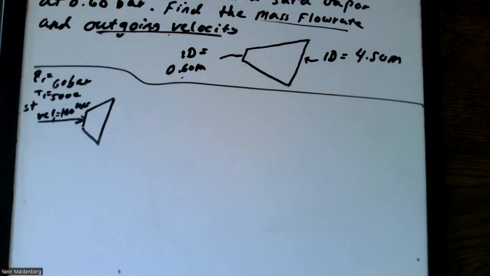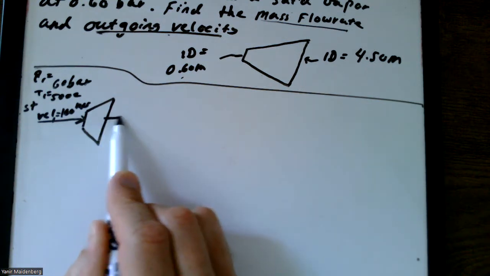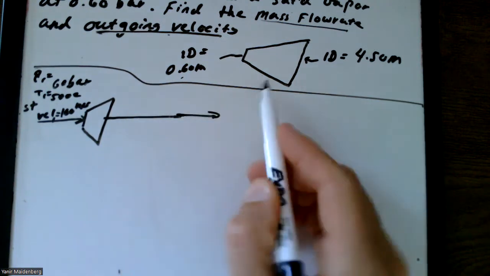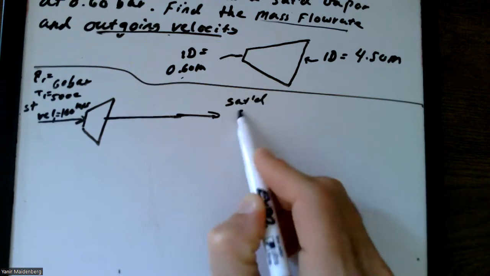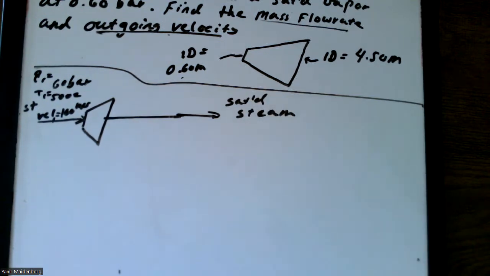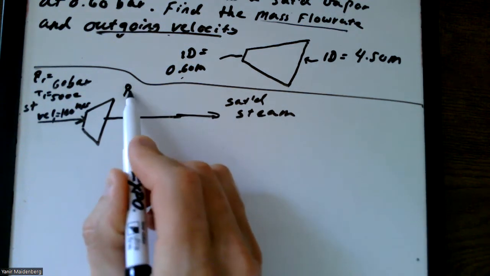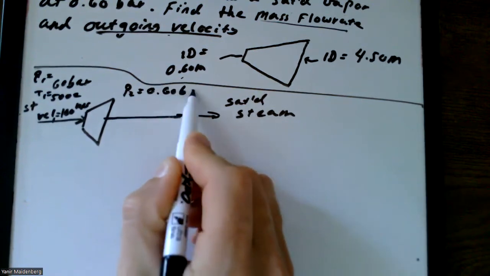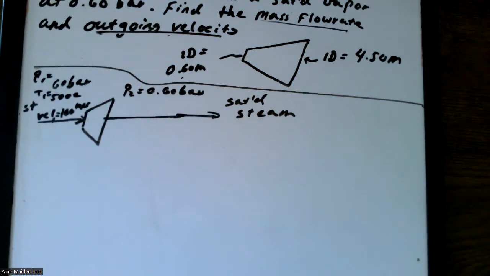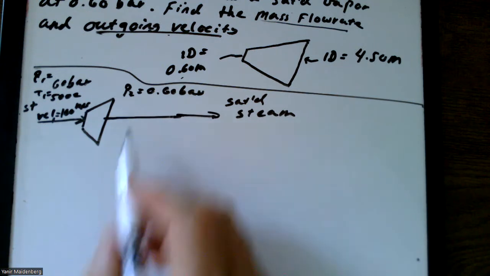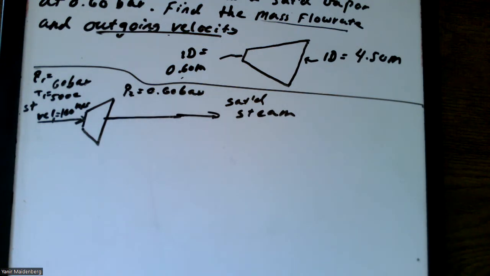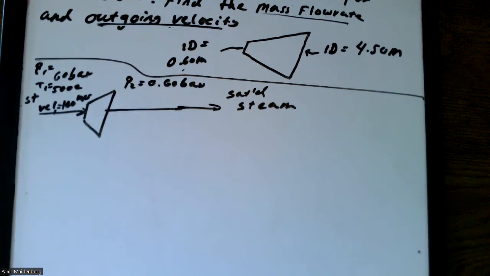Okay, and then it leaves here, but we know when it does leave, first of all, that it's going to be saturated steam. And we also know that P2 here is 0.6 bars. And we don't know the temperature, we don't know the velocity, and we don't really know much else. So the governing equation for mass flow rate is going to be, well, really the continuity equation.